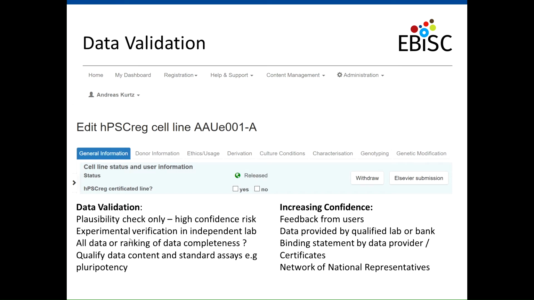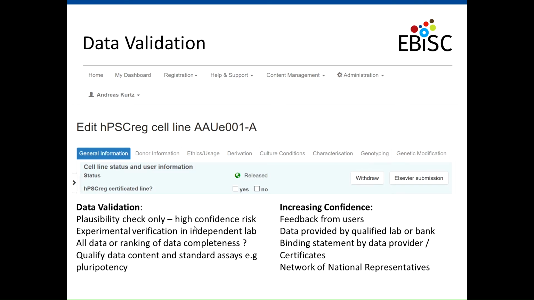The confidence would be increased if the data are verified by an independent lab. And the question we have here is an issue of course of feedback. We have for some data EBiSC, which feeds back data which have been generated through the banking process, and that adds of course confidence. But there are also data which we cannot check whether they are right. The only data we really check are the ethics data, the consent information.